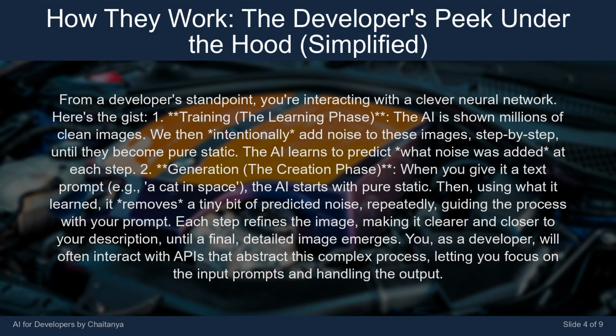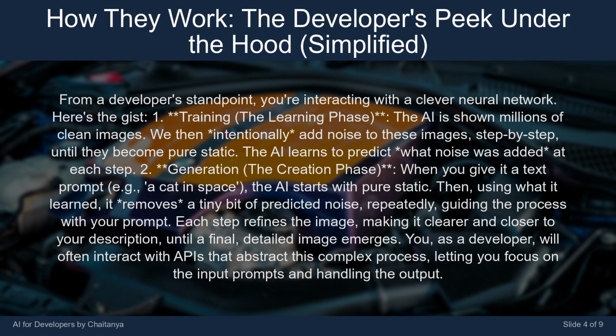From a developer's standpoint, you're interacting with a clever neural network. Here's the gist. 1. Training. The learning phase. The AI is shown millions of clean images. We then intentionally add noise to these images, step by step, until they become pure static. The AI learns to predict what noise was added at each step.